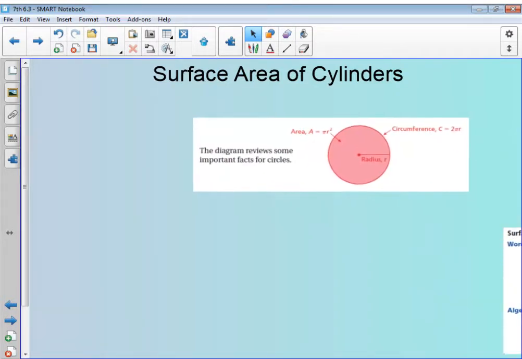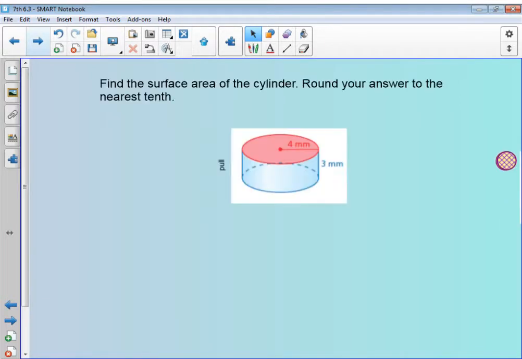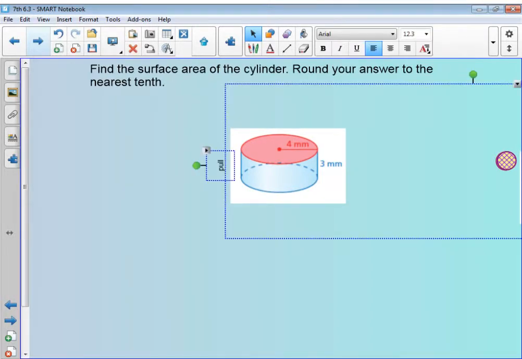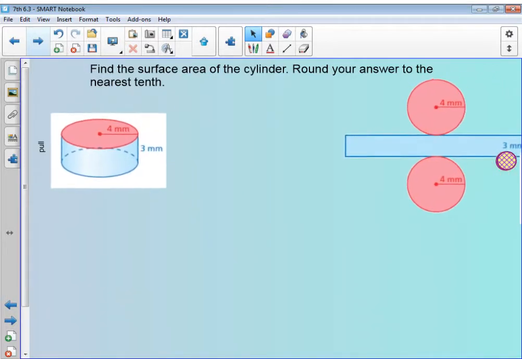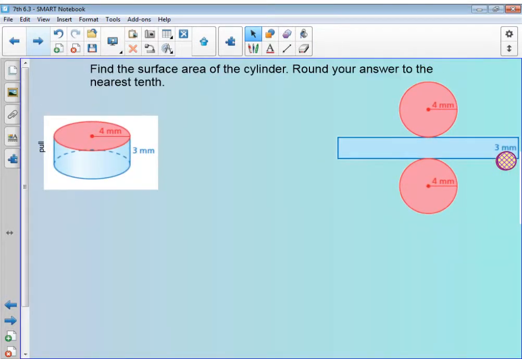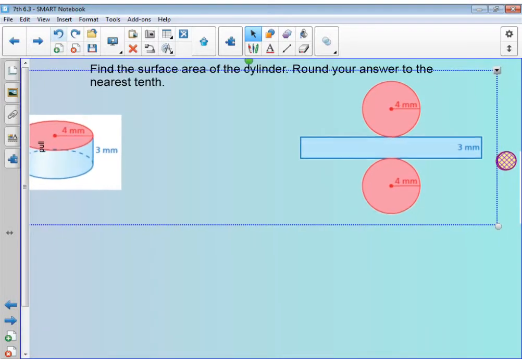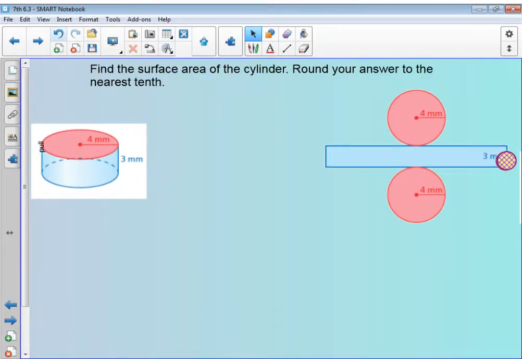Okay, so let's go ahead. Whoops, I guess I'll go to my next slide. So let's go ahead and practice this. So key thing, we're going to go ahead and take these apart. When I pull this apart, you will see that this cylinder that you see consists of 2 circles and a rectangle in the middle. So we're going to find the area of each of those. To find the area of a circle, you do pi times radius squared.